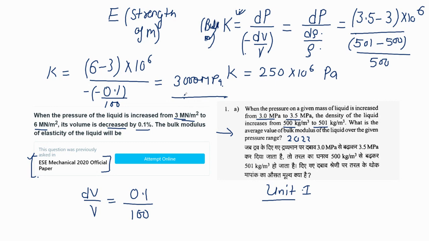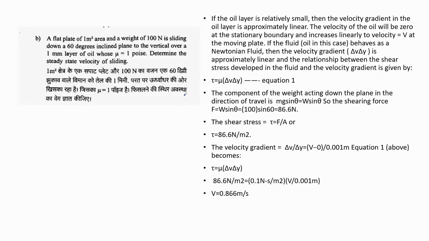So let us now solve the second numerical. A flat plate of 1 meter square area and weight of 100 Newton is sliding down a 60-degree inclined plane. Here I have typed the solution, so you can read it from here also, and I am solving it right now.